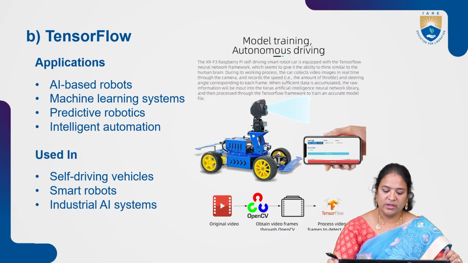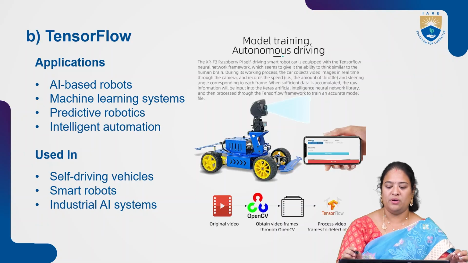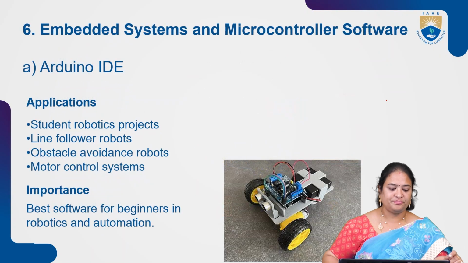So again here what is happening is the raw information will be inputted into the artificial intelligence neural network library and then processed through the TensorFlow framework to the motor and actuator model. Right, that is the use of the TensorFlow application.